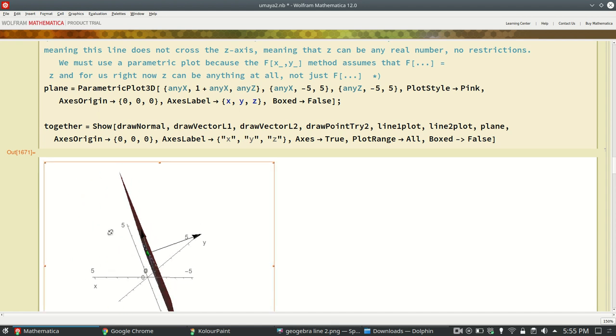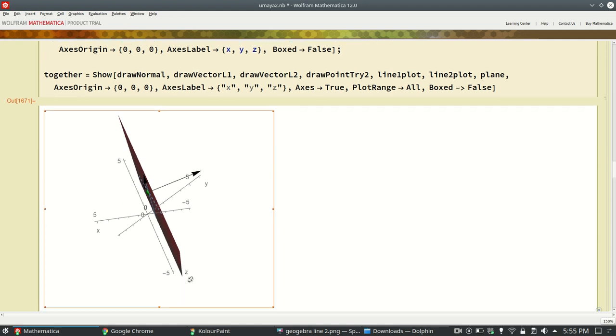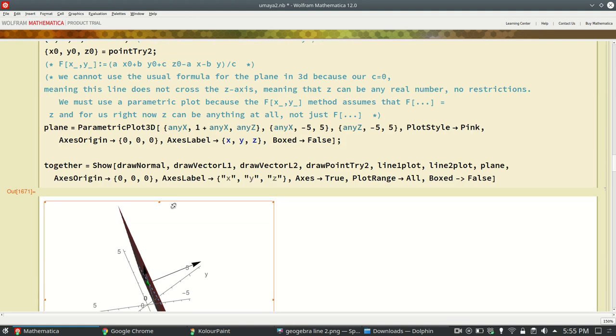Let me show you that it is the z-axis by scrolling down. Yeah, you see this z-axis? This plane does not cross the z-axis. So that means the coefficient for that. Let me show you the equation of this.